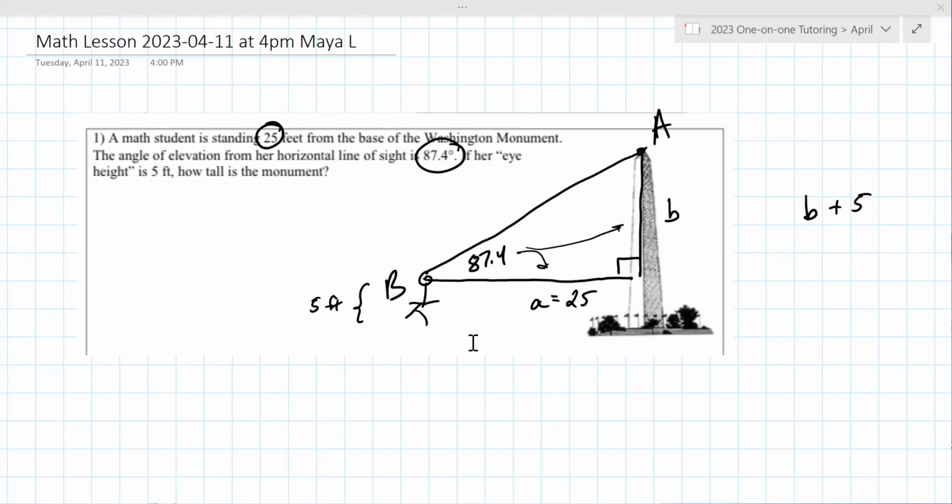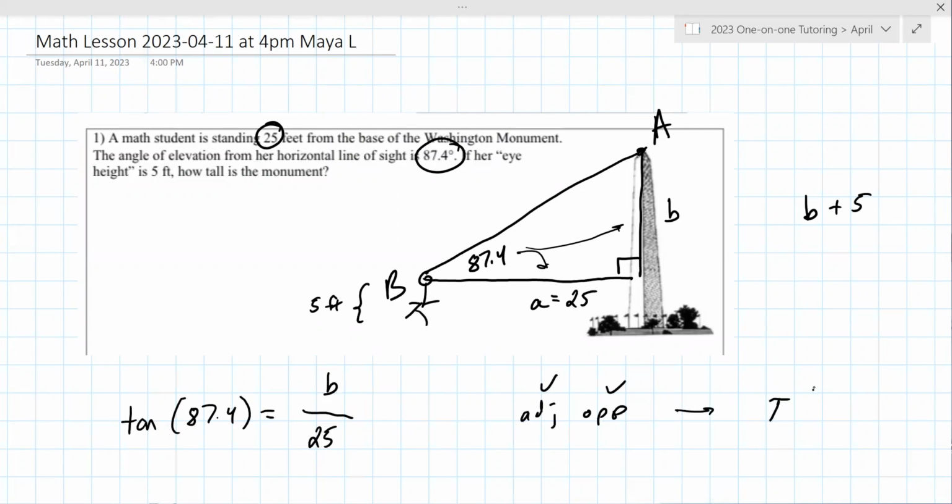Which one are we finding? I'm asking you, what is A, what is B? Is it the adjacent, the hypotenuse, or the opposite relative to this angle? So A is adjacent and B is opposite. Which trig function uses adjacent and opposite? Tangent. So the tangent of 87.4 equals the opposite, which is B, over the adjacent, which is 25.